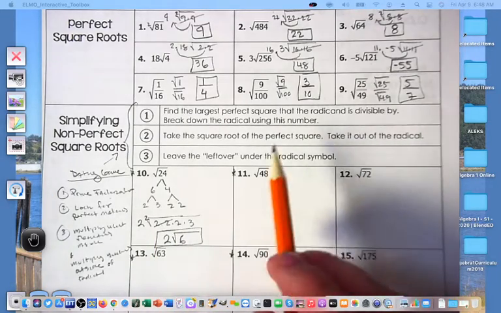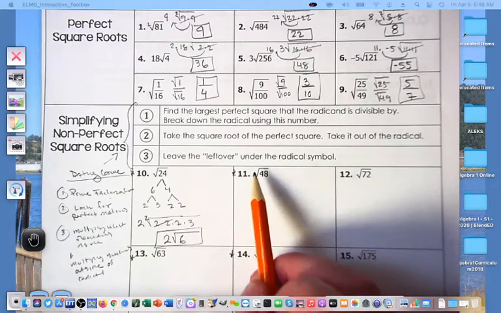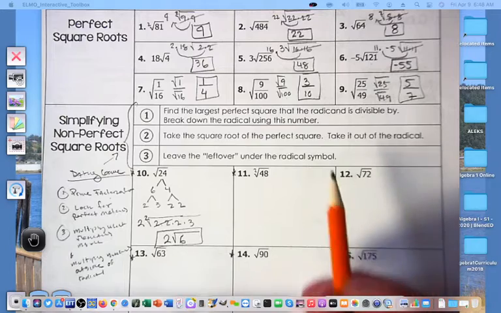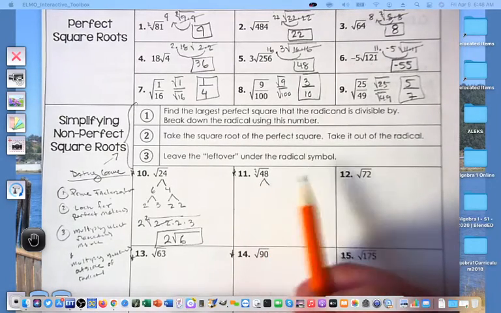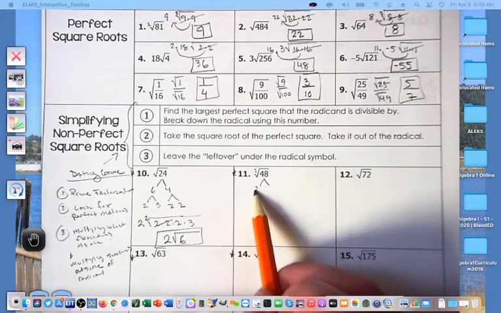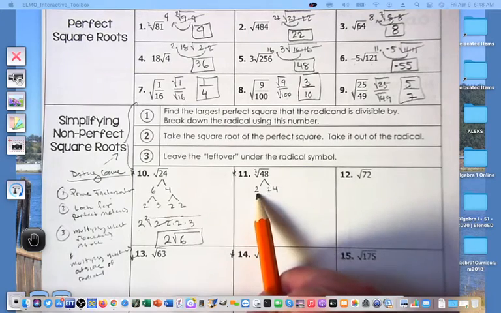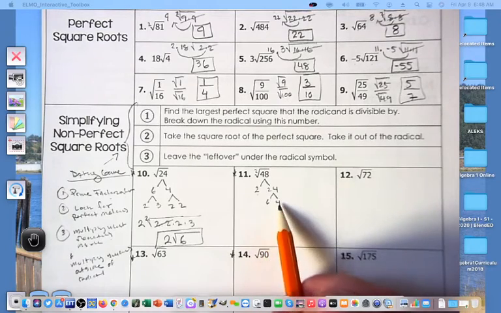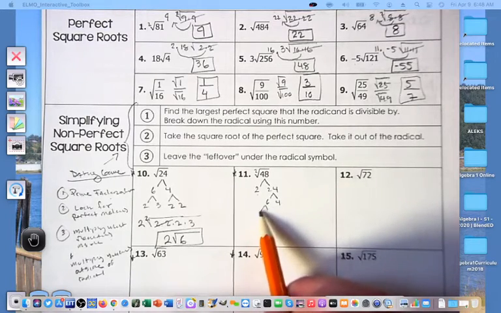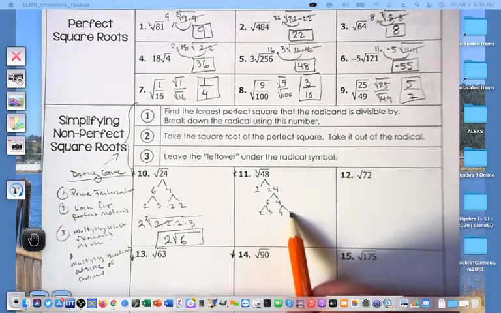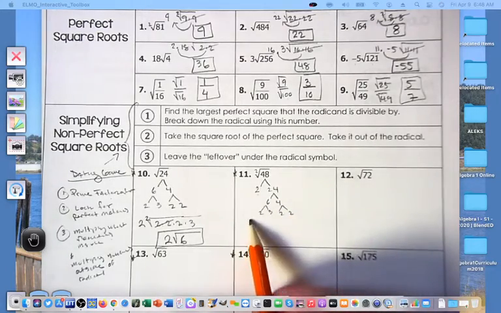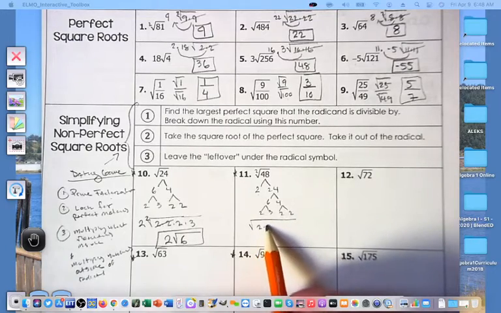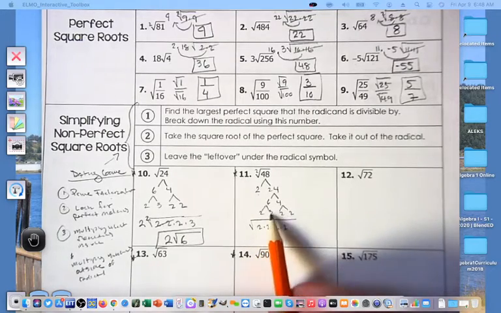Okay, so let's do problem number 11. Once again, the index is 2. So we're looking for couples. We're going to break 48 down. 48 breaks down into 2 times 24. We've got our first prime number. 24 breaks down into 6 times 4. We just did this one. And that breaks down into 2 times 3 and 2 times 2. So now we have radical 1, 2, 3, 4 2's and a 3.